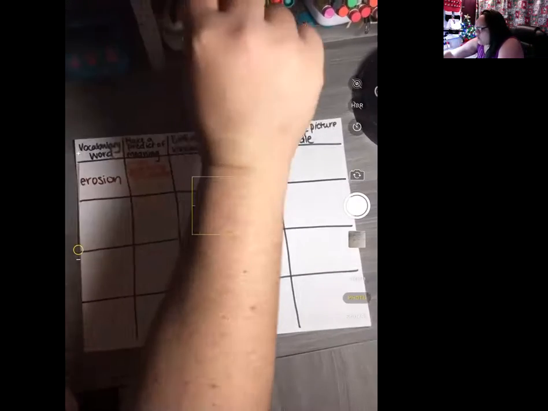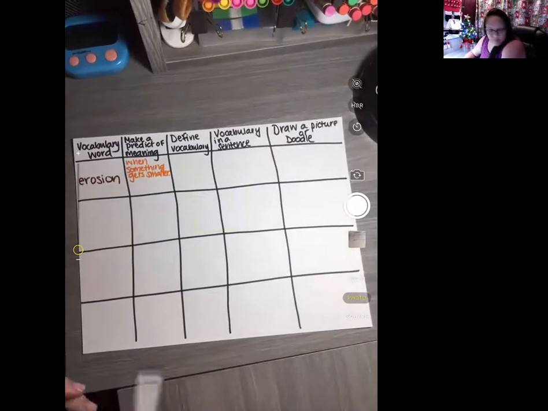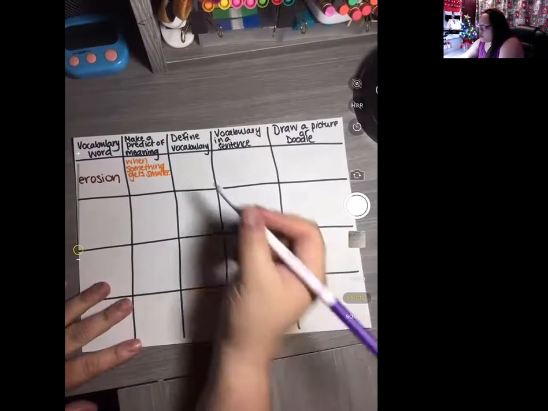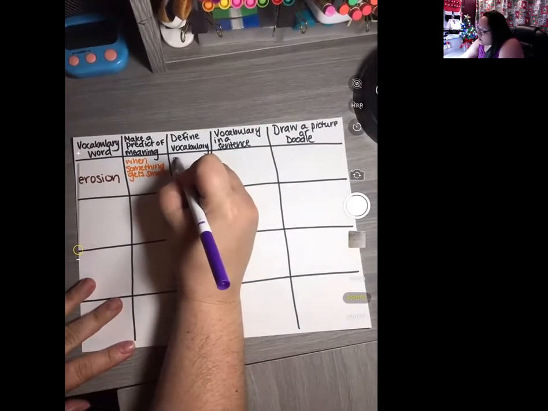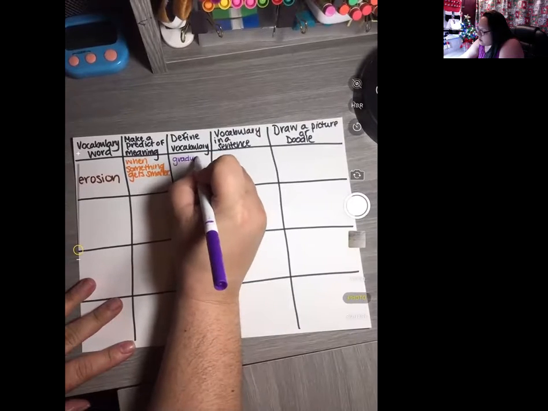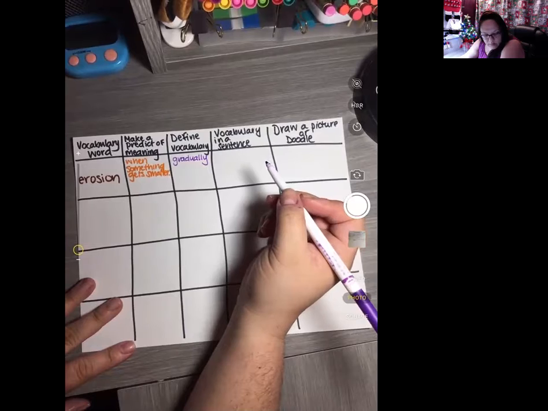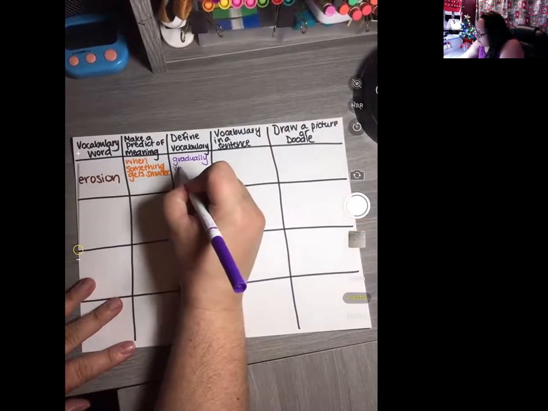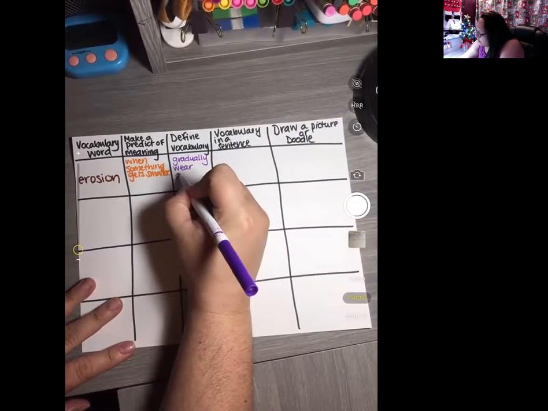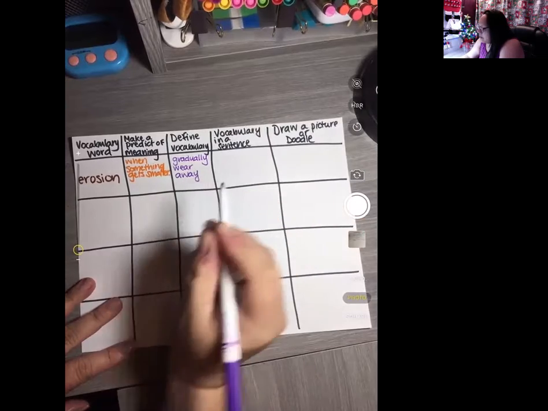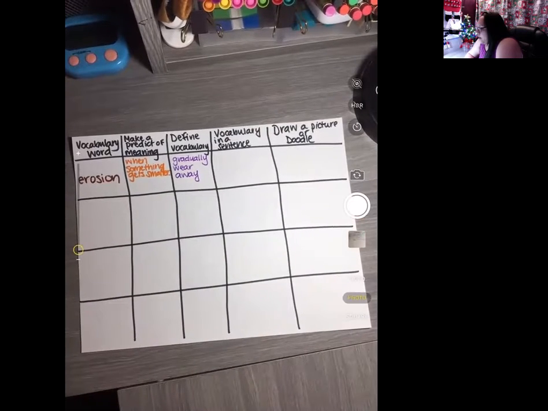Now, the definition for erosion. The definition for erosion is gradually wear away. Gradually wear away. Okay. We can work with that definition. It kind of is going along with my prediction. Now let's use this in a sentence.